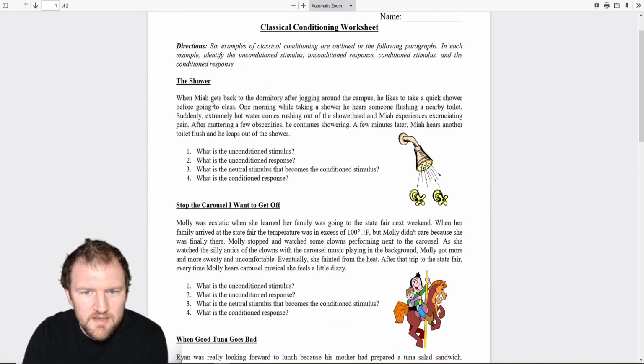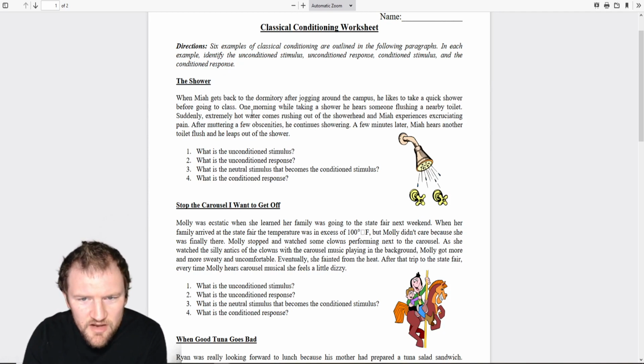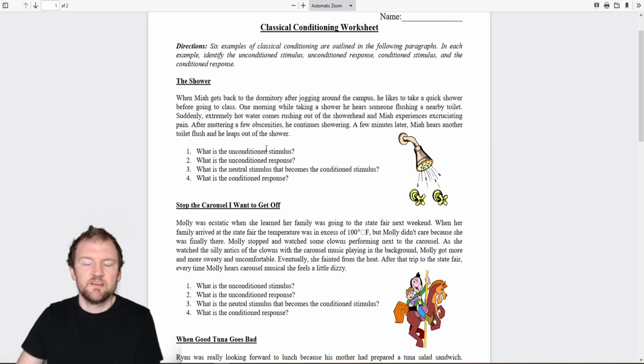So number 1, when Mia gets back to the dormitory after jogging around the campus, he likes to take a quick shower before going to class. One morning, while taking a shower, he hears someone flushing a nearby toilet. Suddenly, extremely hot water comes rushing out of the shower head, and he experiences excruciating pain. After muttering a few obscenities, he continues showering. A few minutes later, he hears another toilet flush and leaps out of the shower. What is the unconditioned stimulus?